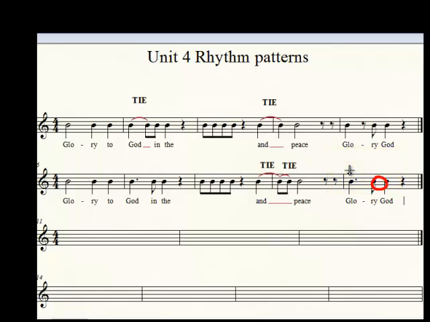Yes, I'm supposed to do the d of the God at the rest only. So let's do it one more time. Line 1, last bar. Glory God. And line 2, last bar, would be smoother, where you're linking the word glory together. Glory God.